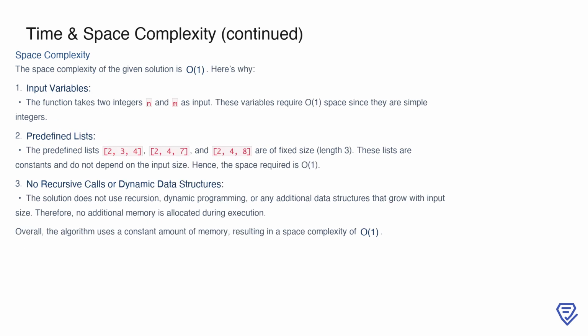The space complexity of this solution is also O(1), meaning the algorithm uses a constant amount of memory regardless of the input size. To understand this, consider the following points. The function takes 2 integers n and m as input, and since integers require a fixed amount of space, this contributes O(1) to the space complexity. Then, there are the predefined lists [2, 3, 4], [2, 4, 7], and [2, 4, 8], which are of fixed length, containing only 3 elements each. These lists do not grow with the size of the input, so they also require O(1) space.